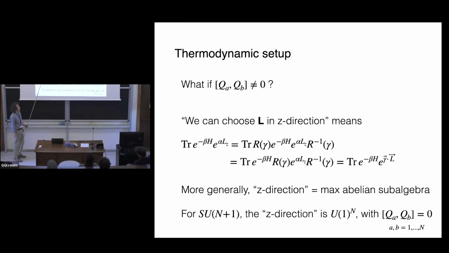And so we normally say that, quote unquote, we can choose angular momentum in the z direction by rotation symmetry. Now, what these words actually mean when we say we can choose angular momentum in the z direction by rotational symmetry, in thermal physics, is the following. We have this density operator that looks like this.